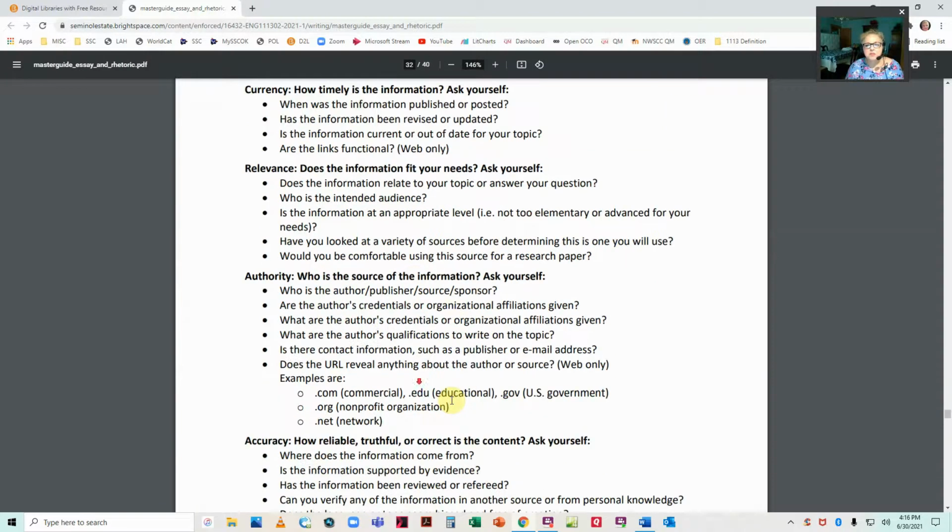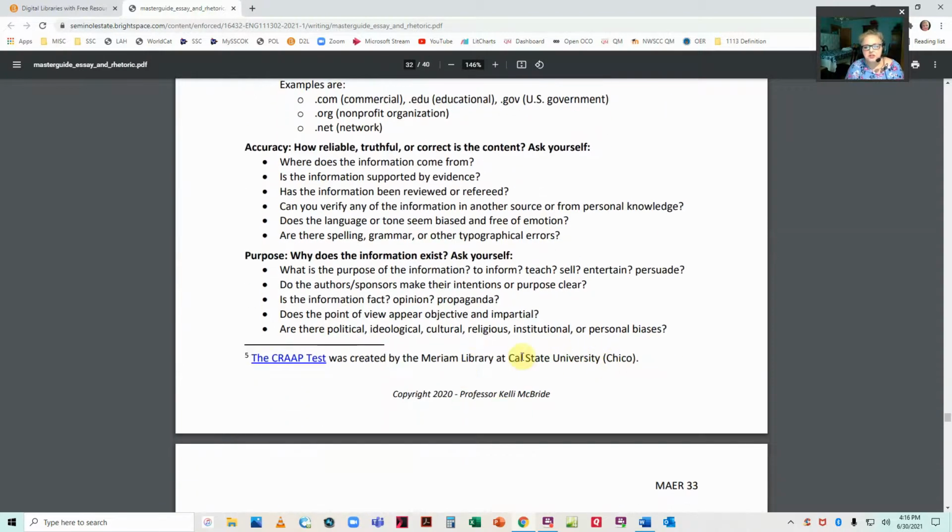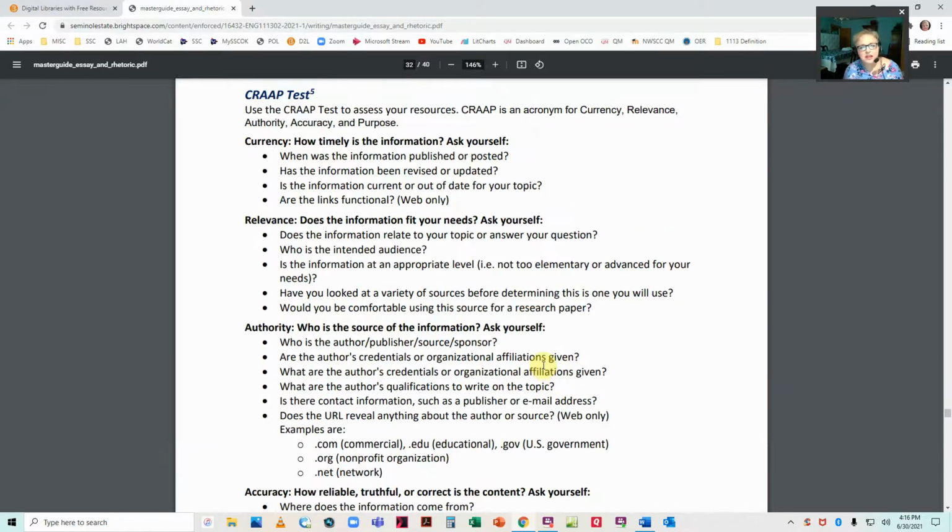Now, this is not mine. You see I gave credit to the Merriam Library at Cal State University in Chico. I just really like this. I like helpful lists that have acronyms that are easy to remember, like my paragraph development is the MEAT method, right? So the CRAP test is good, and it also is kind of a pun, right? Because you're wanting to distinguish the crap out there from the good stuff, right?